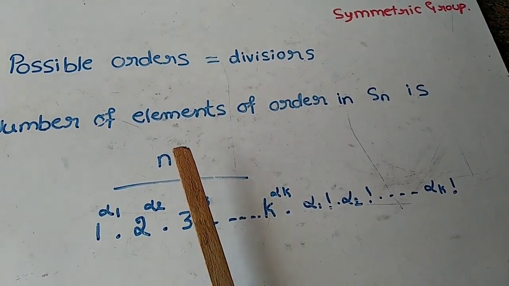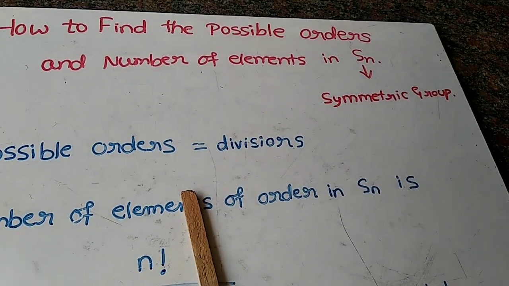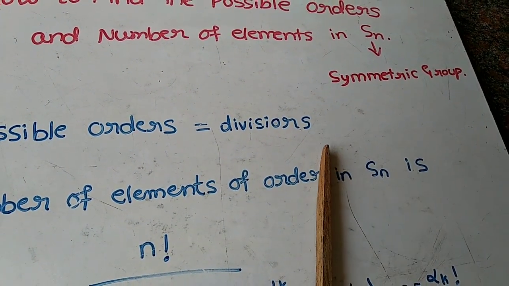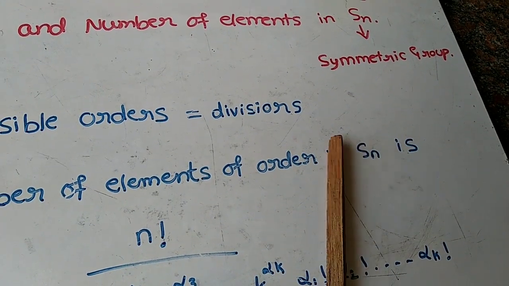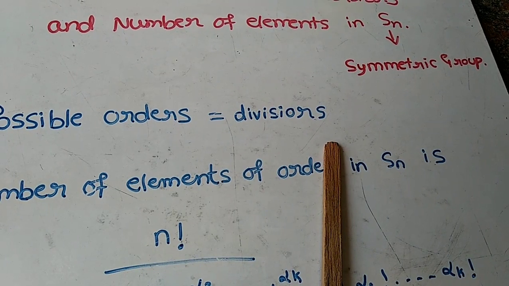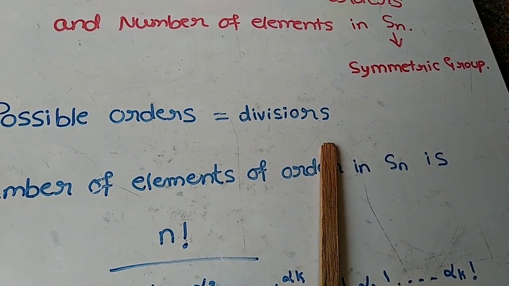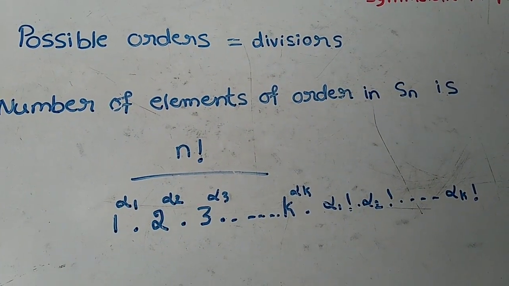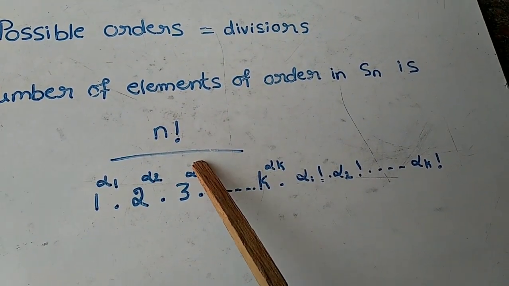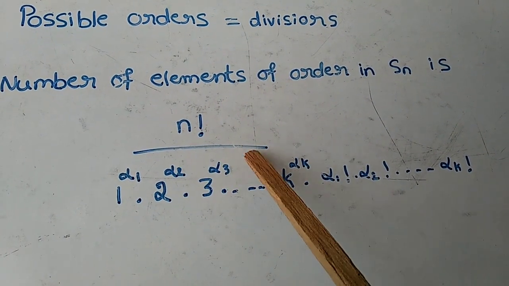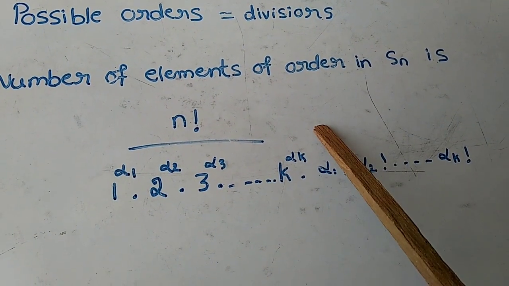If you are done with this, then definitely you will attempt the question if they ask it in CSIR NET and GATE exams. In CSIR NET exams, they often ask this type of question. Even in SET exams, and sometimes in PhD entrance exams too. So just remember this, and it is very easy. Nothing is there in this, just n factorial divided by 1 to the alpha 1, 2 to the alpha 2, 3 to the alpha 3, and so on up to k to the alpha k.